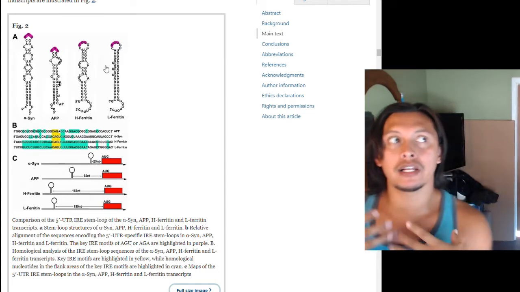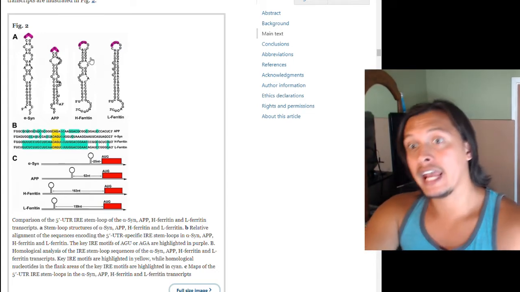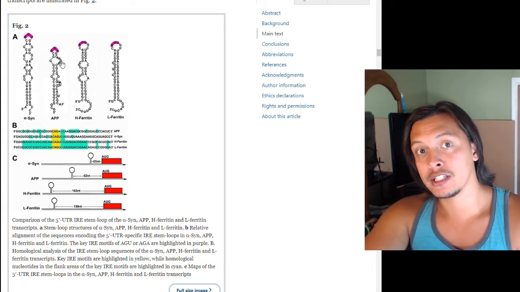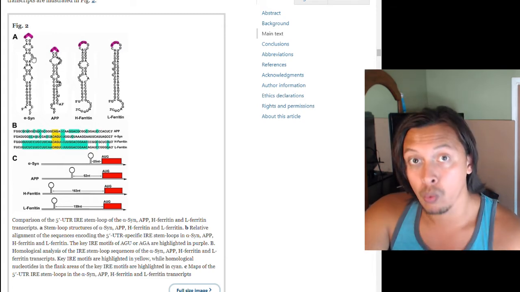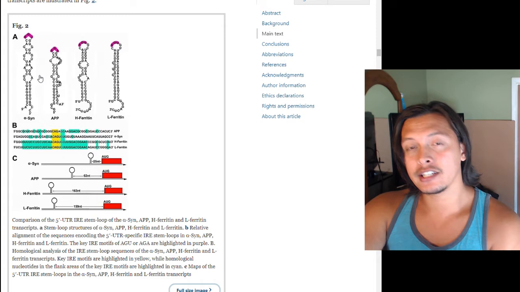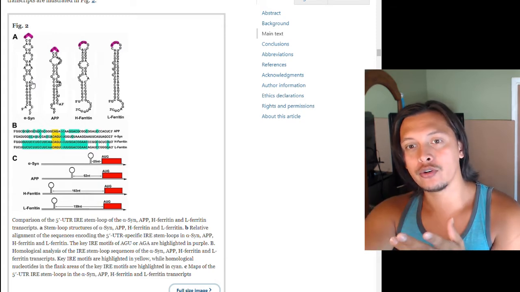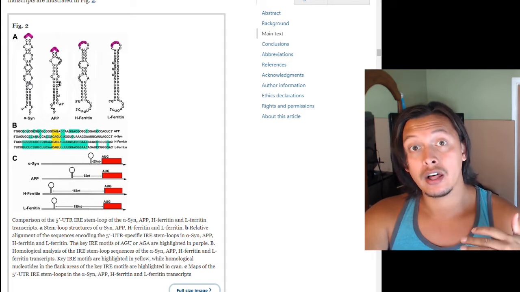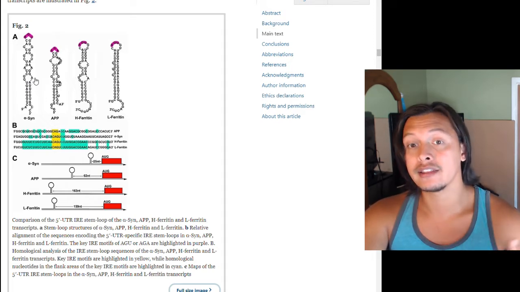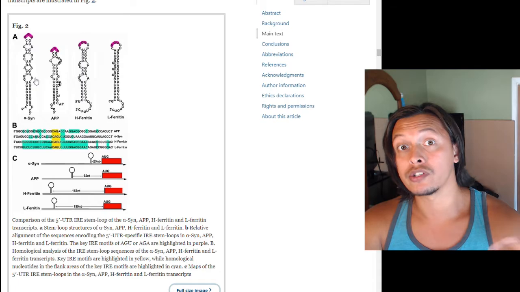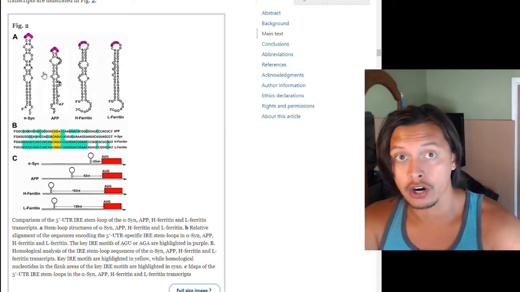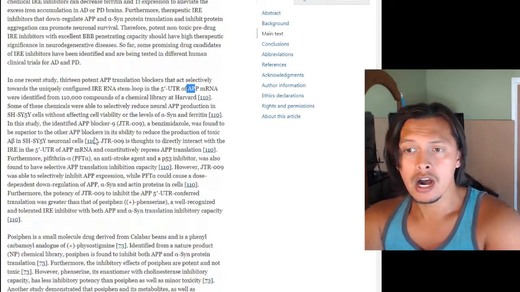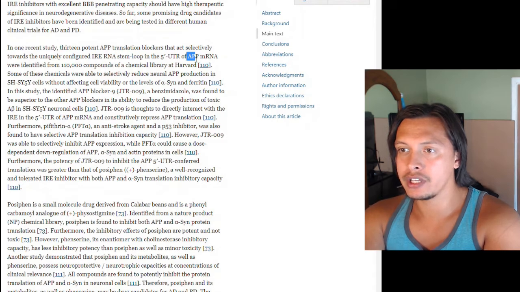Or let's say you want to develop a drug that can affect multiple genes, but you only want it to affect the genes that you want to attack. And by selecting the genes that you want to attack, you can have a more targeted approach to your pharmaceutical design, and hopefully less side effects and less negative consequences are going to result from that drug if it's targeted. So with that, let's go to the APP mRNA.